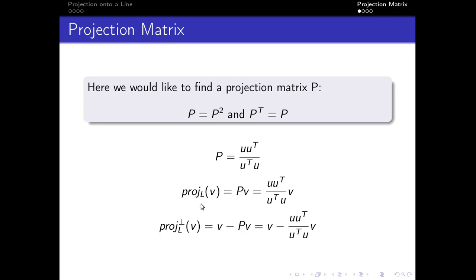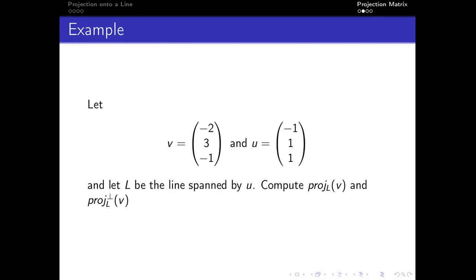To get the projection of V onto L, we say it is the projection matrix P times our vector V, which gives rise to the outer product over the inner product times our vector V. The orthogonal projection of V onto L is V minus P times V, which gives rise to the whole of this. So let's look at an example to see if we'll get the same answer as the first one that we have seen. Considering the same example with our vector V and our vector U, we compute the projection of V onto L and the orthogonal projection of V onto L.